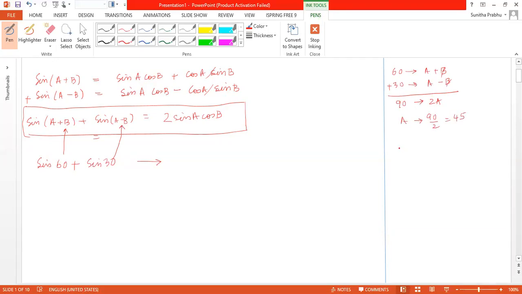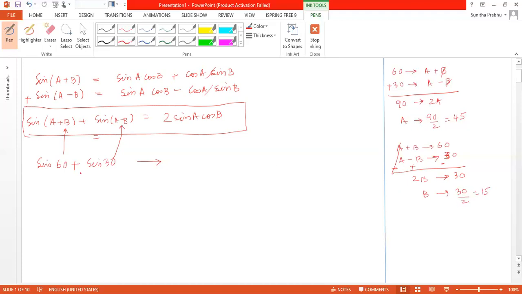Okay, similarly, if I take A plus B as 60 and A minus B as 30, same thing I'm taking, but now instead of adding, I'm going to do a subtraction. If I subtract this, I get 2B. This A minus B is 30. I by mistake took it as 60. So I get 2B is equal to 60 minus 30, or I will get B as 15, right?